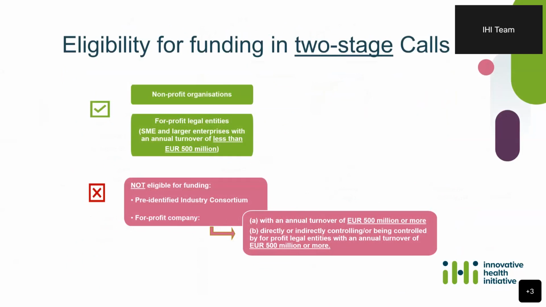So in the second half of the slide, then we have those entities that are not eligible for funding. If you are part of the pre-identified industry consortium that Plivius just mentioned and talked about, which is primarily industry members, those members who are providing the 45% in kind towards the eligibility criteria, they're obviously not going to receive funding. Or if you are coming from a very, very large company with an annual turnover of 500 million or more, or you're part of a smaller entity, but it's being directly or indirectly controlled by a larger entity, and there are some rules around that, then you are not eligible for funding either. So essentially, larger companies and larger conglomerates generally are not eligible for funding in a two-stage call from IHI.